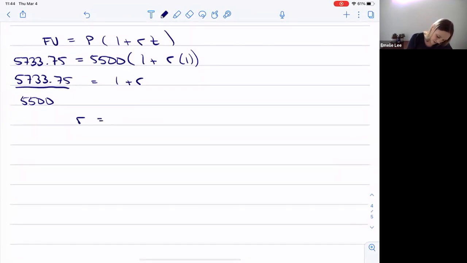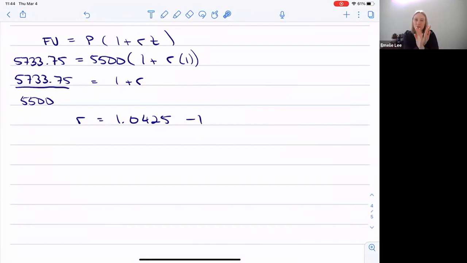So R becomes 1.0425 minus 1. Okay, I pulled a fast one here. This simplifies to 1.0425, and then I also subtracted 1, and I did the revolving door thing. Did 3 things in one move. Crazy, right?